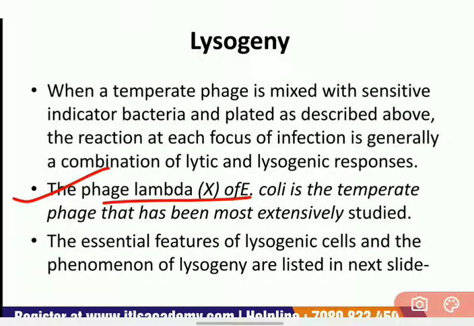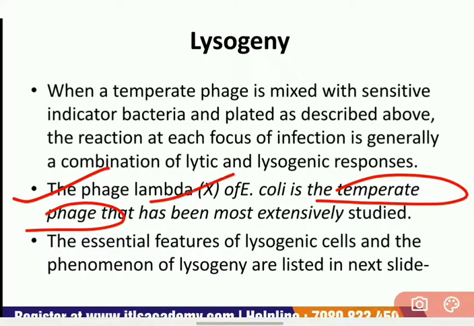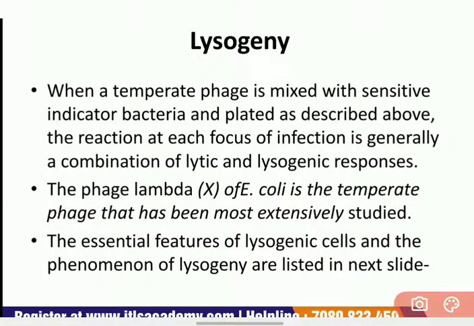The phage lambda of E. coli is the temperate phage. Lambda phage is the temperate phage that has been most extensively studied. When any particular strain of E. coli, we can say K12, is infected with lambda, the cells surviving the infections are designated E. coli K12 lambda to indicate that they are carrying the lambda prophage.